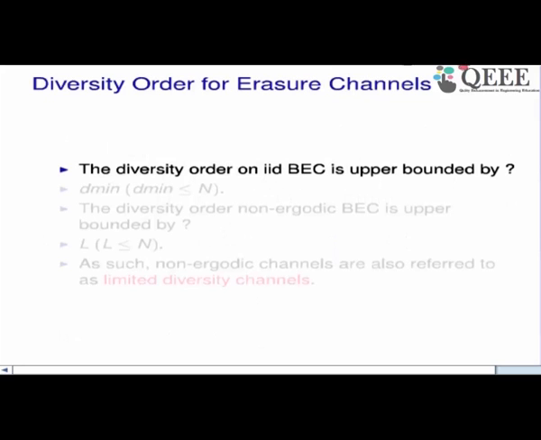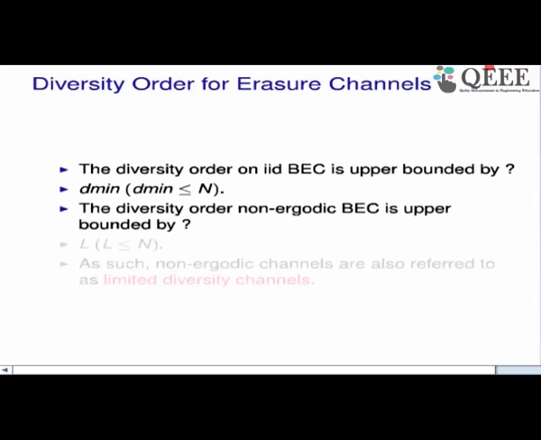And recollect, diversity order in an IID binary erasure channel is upper bounded by d min, the minimum Hamming distance of the code that you are using, and that is upper bounded by N, because there are N terms required to completely characterize the channel. So the diversity order cannot be greater than N. Similarly, the diversity order of a non-ergodic BSC is upper bounded by L, and L is again upper bounded by N, and it goes without saying that d min is less than N.